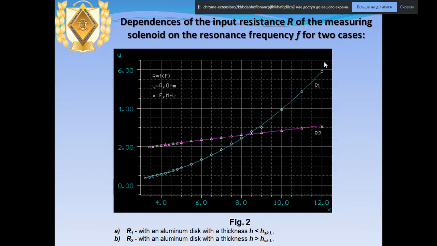Based on the obtained dependencies, the dependence of the input resistance on the frequency is obtained, with results shown in Figure 2. In our previous work, it was theoretically shown that the input resistance is proportional to the square of the frequency in the absence of a skin effect, which is experimentally confirmed by the curve R1. In the presence of the skin effect, the input resistance is directly proportional to the frequency, which is also experimentally confirmed by the curve R2.